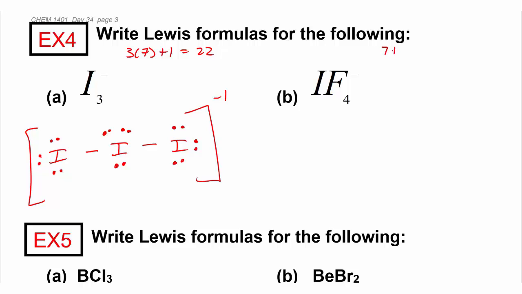Iodine tetrafluoride. 7 plus 4 times 7 and an extra charge. I'll have 36 valence electrons to work with. So I have iodine surrounded by 4 fluorines. Connect them. Bonds. Octets on all the surrounding atoms. And if I have anything left over, it goes to the center atom.